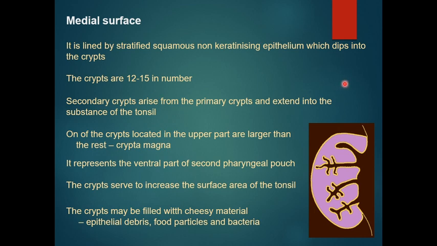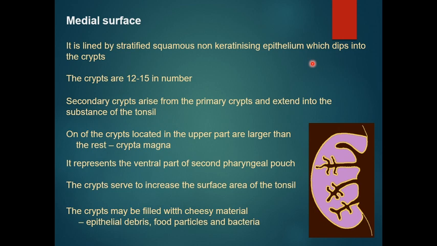The palatine tonsil has a medial surface and a lateral surface. The medial surface is lined by stratified squamous non-keratinized epithelium, which is also an important MCQ, which dips into the crypts. There are 12 to 15 crypts present. Secondary crypts arise from the primary crypts and extend into the substance of the tonsil. One of the crypts located in the upper part is larger than the rest, called crypta magna.